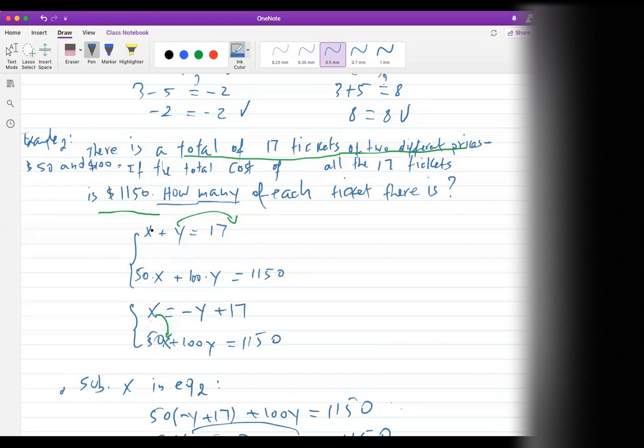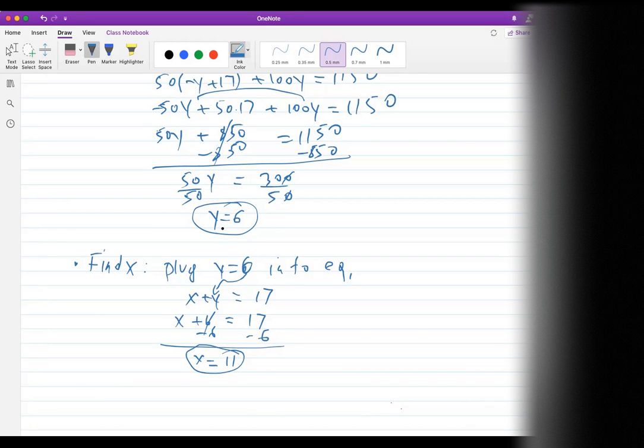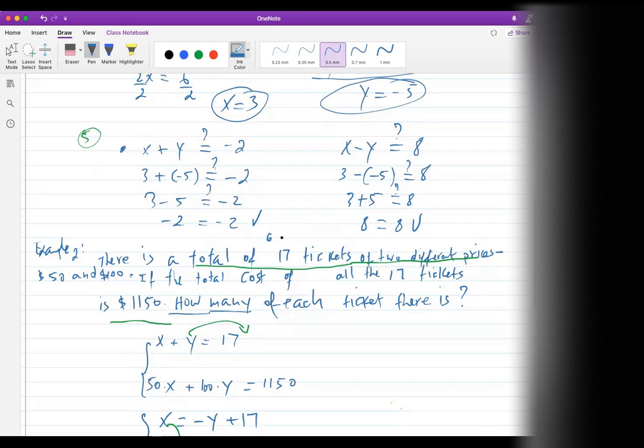Okay, back to the problem again. So we have x plus y is 17. If y is 6, what is x? x plus something is 17. If this is 6, it's got to be. Or if you can see, we can just plug. So the y goes here. x plus 6 is 17. To find x, we subtract. So x is 11. And that's the number of the tickets that we have. So we have 6 and 11.